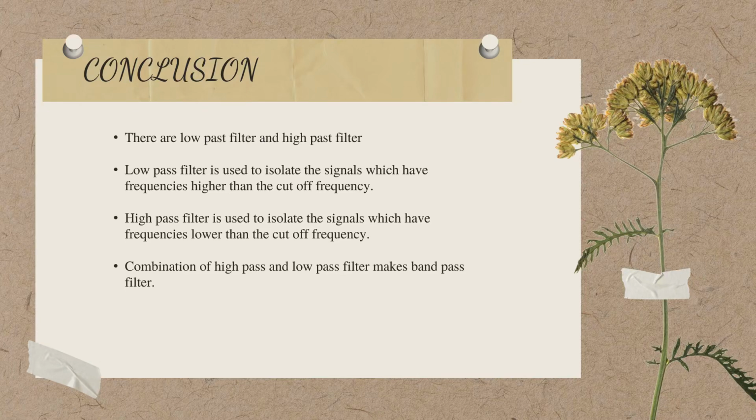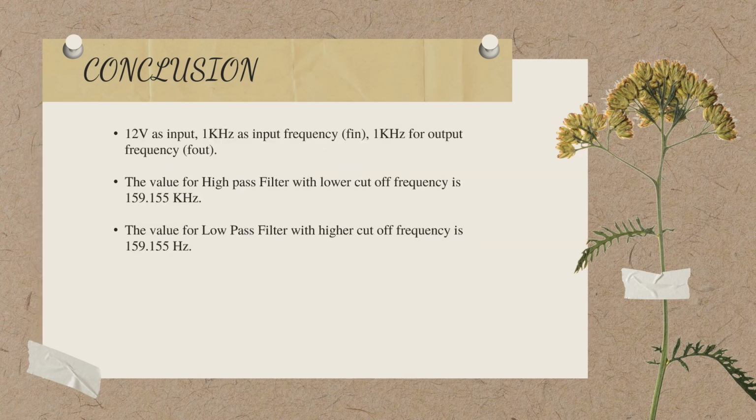From the result and discussion, we have shown a circuit diagram that contains the circuit of the high pass and low pass filters. As shown, the first cut-off frequency is from the high pass filter and the rest of it is for the low pass filter. In our project, we use 12V as input, 1 kHz as input frequency Fin, and 1 kHz as well for output frequency Fout. The value for the high pass filter with lower cut-off frequency is 159.155 kHz. The value for the low pass filter with higher cut-off frequency is 159.155.